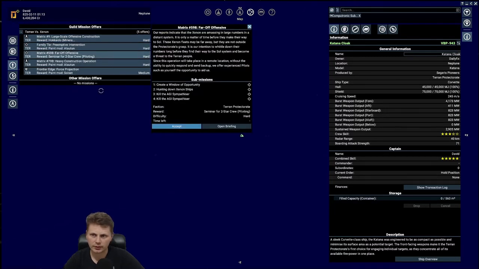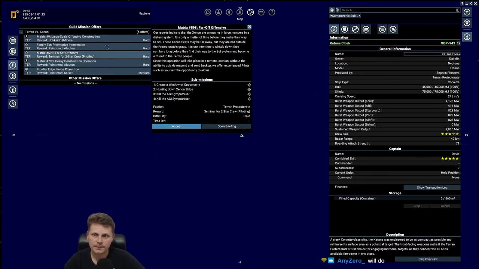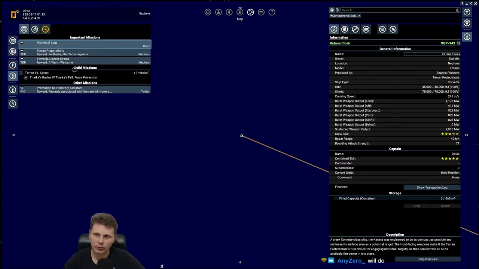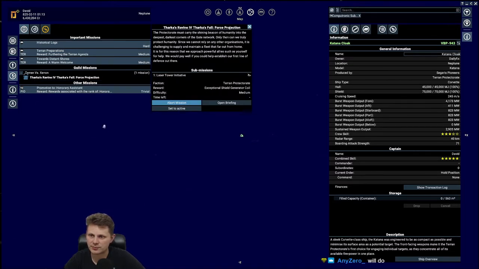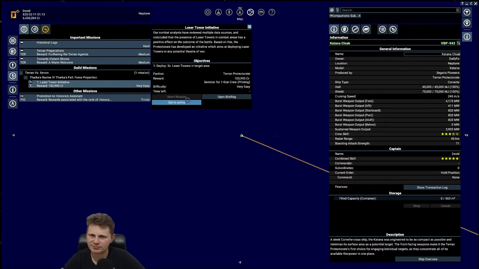What's going on over there? Missions. Heavy construction operation. I don't like fleet missions because I just don't have a fleet. I would like to see build missions where I build a station. Should get those laser towers back and drop them. It's very easy. I would like to abort the mission for some reason. Get a 1-star piloting skill book.